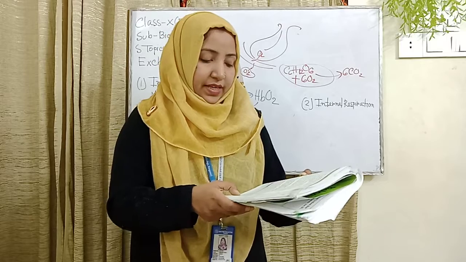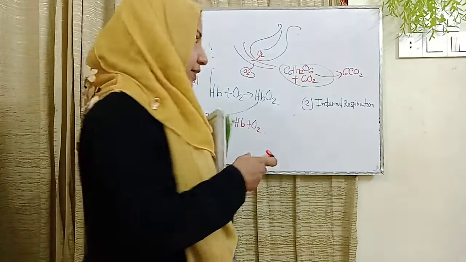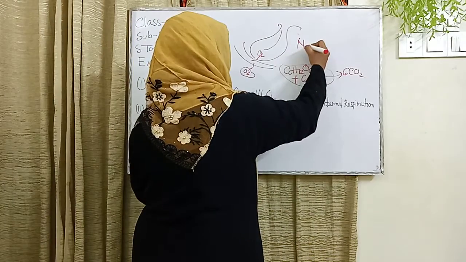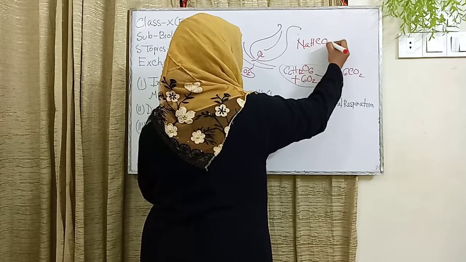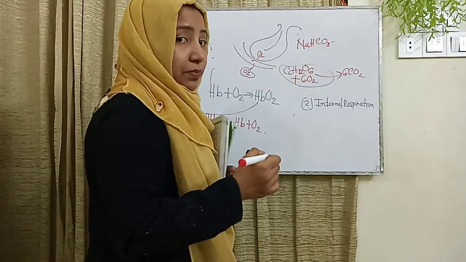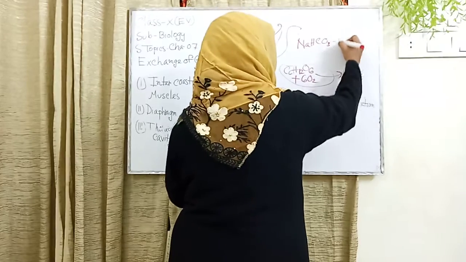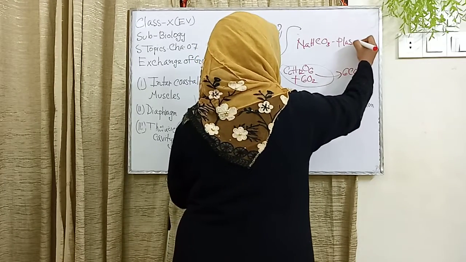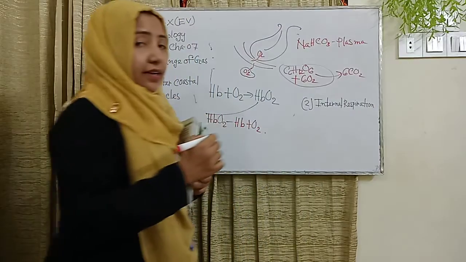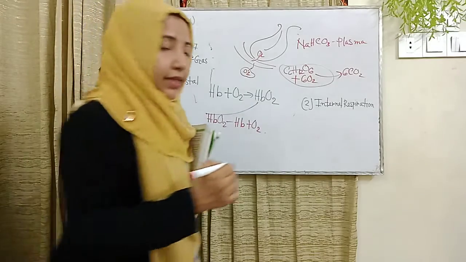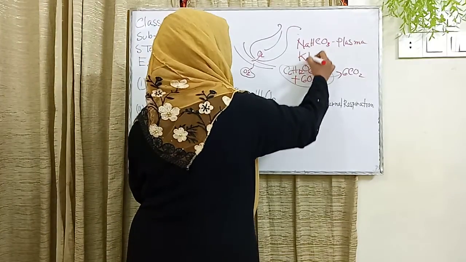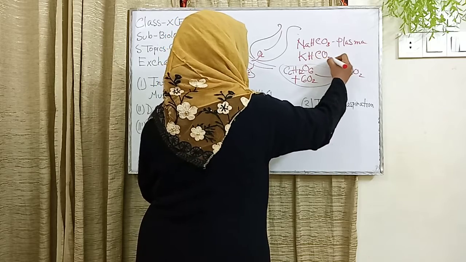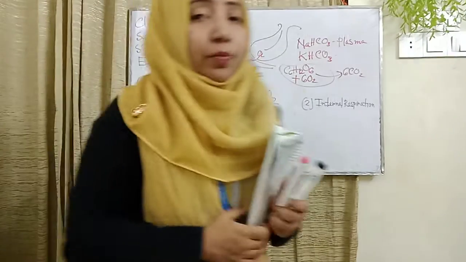Carbon dioxide is mainly transported as bicarbonate, that means sodium bicarbonate and potassium bicarbonate. I just write sodium bicarbonate, NaHCO3. This structure is basically in the blood plasma, and the other structure, I also write, is potassium bicarbonate. It is situated in the blood corpuscles.